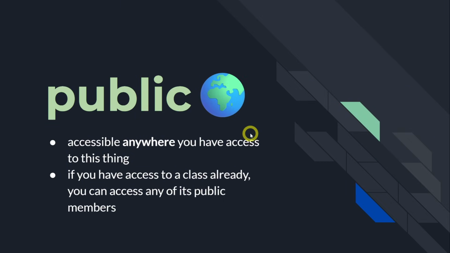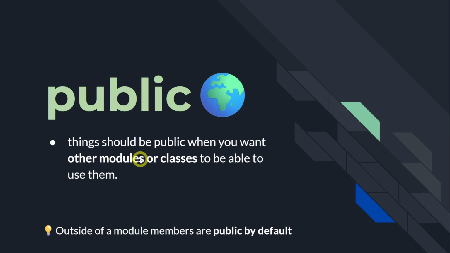So let's go over the access levels. First, let's start with public. Public's very simple. It's basically accessible anywhere you have access to that thing. So if you have access to a class, you have access to all of its public members. If you have access to a module, you have access to all of its public classes, public methods, and everything like that. Things should be public when you want other modules or classes to be able to use them. And the key note here is outside of a module, members are public by default.